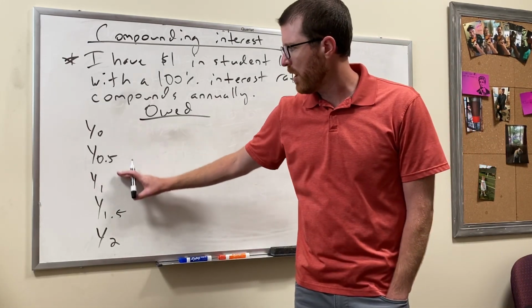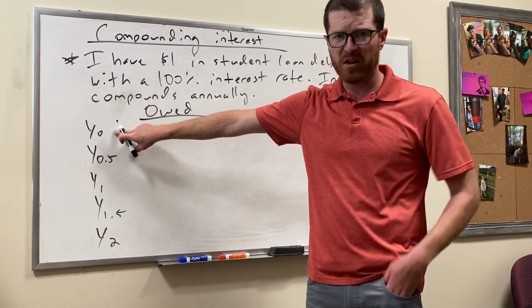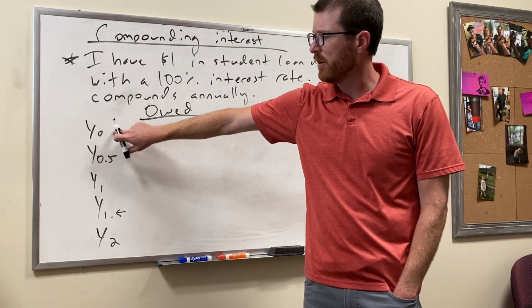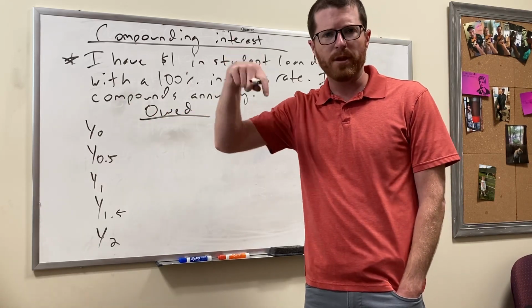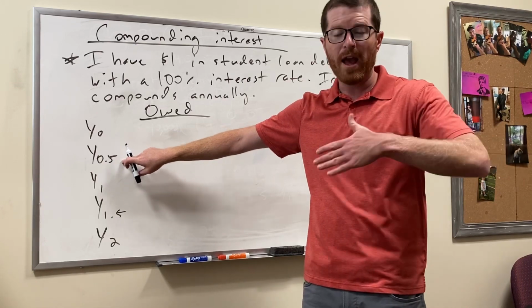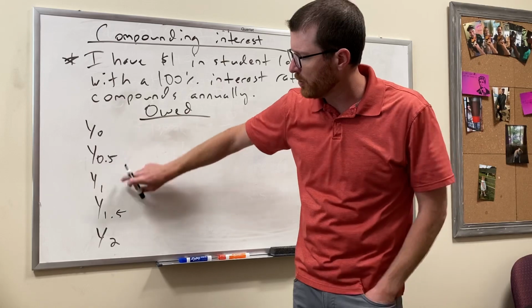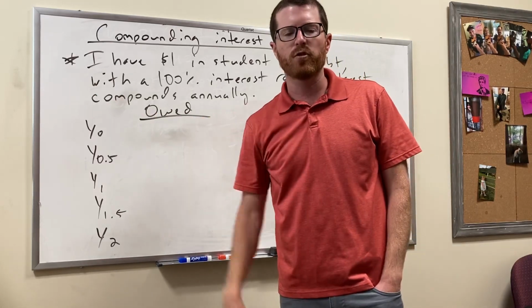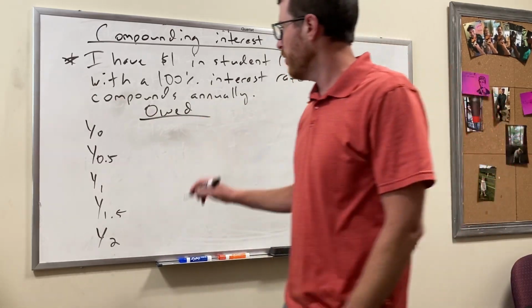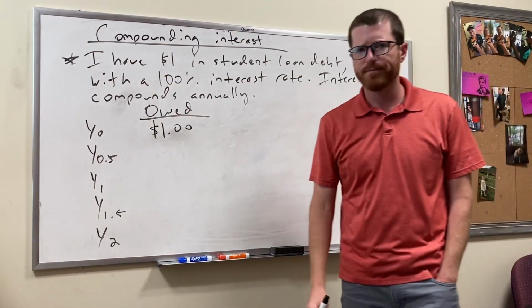Down here, I'm going to show you how much I owe. This Y just represents the year. So year 0, we're going to use this notation a lot in this class. Year 0 is now. That's like this moment, year 0. Year 0.5 is 6 months from now, half year from now. And year 1 is 1 year from now. So these numbers just represent how many years into the future we're talking about, okay? So at the beginning here, I owe $1. All right, that's our starting point in this equation.